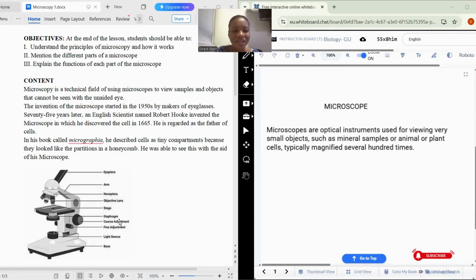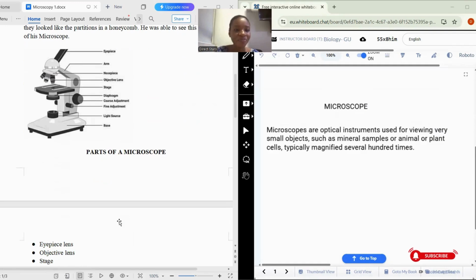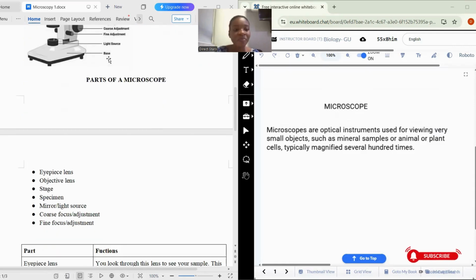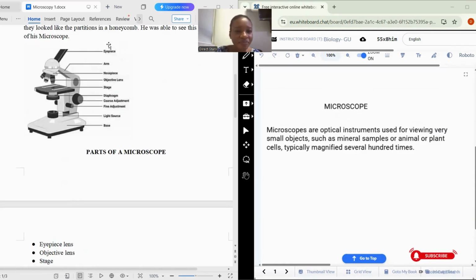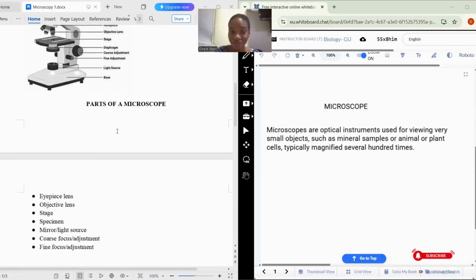So now let's take a closer look at this microscope. If you take a look at this diagram, you will see that there are some labelings on it. Let's look at these labelings. We have the eyepiece, the arm, the nose piece, the objective lens, the stage, the diaphragm, coarse adjustment, fine adjustment, light source, and the base. So let's talk about a few of them.